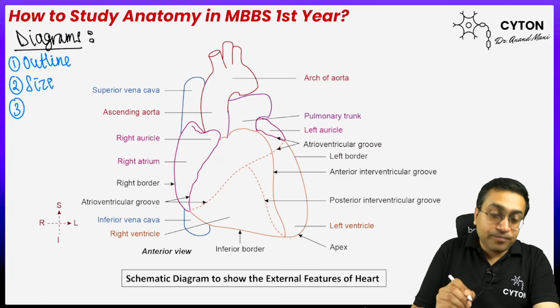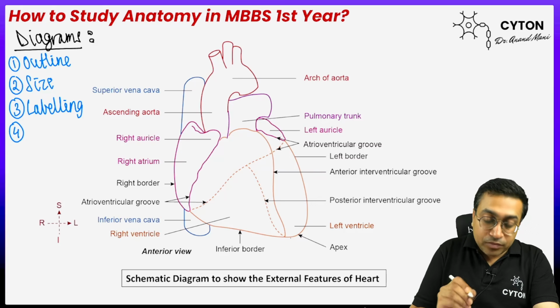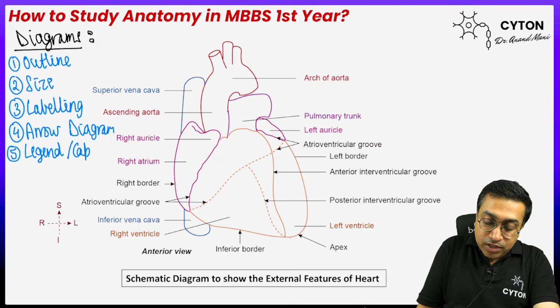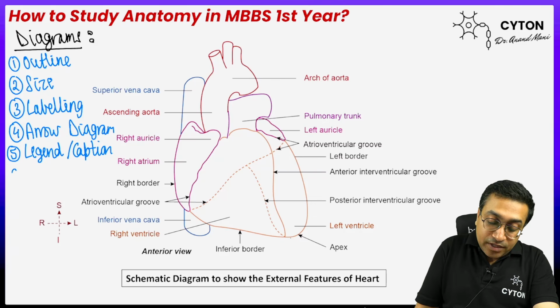Number 3 is labeling. I will tell you about labeling in a while. Number 4 is the arrow diagram, as you can see in this example. Number 5, you have the legend or the caption. And then number 6, we have color coding.